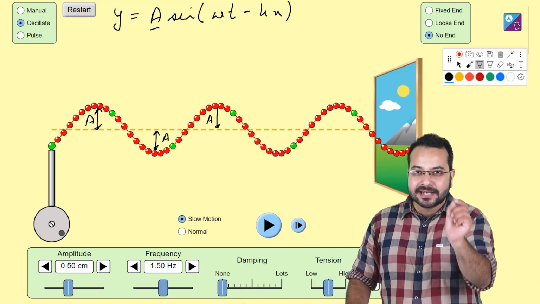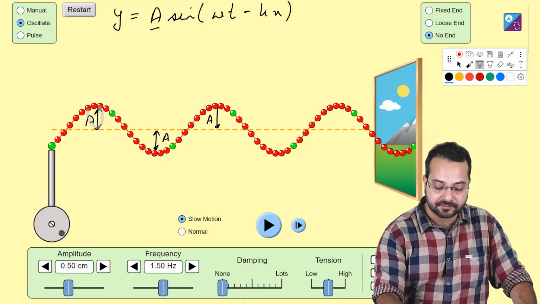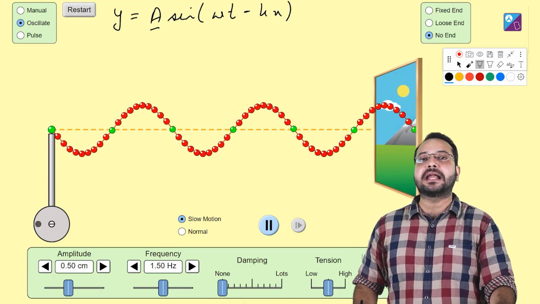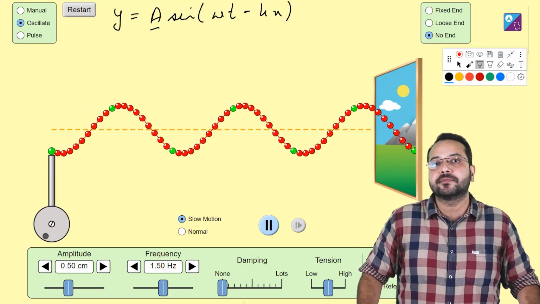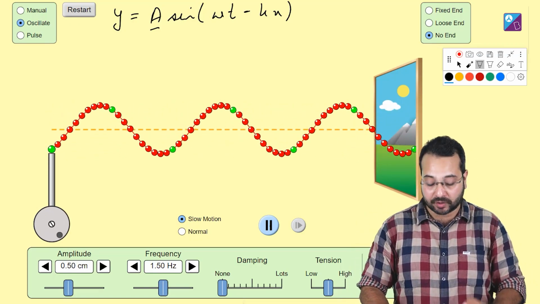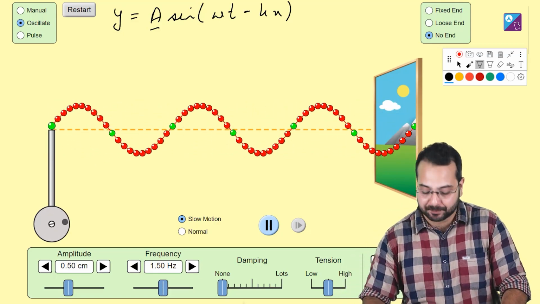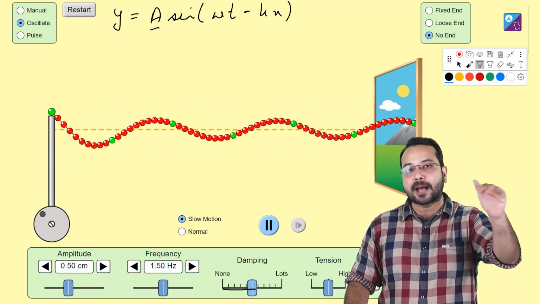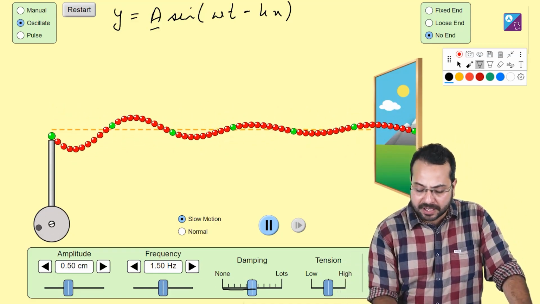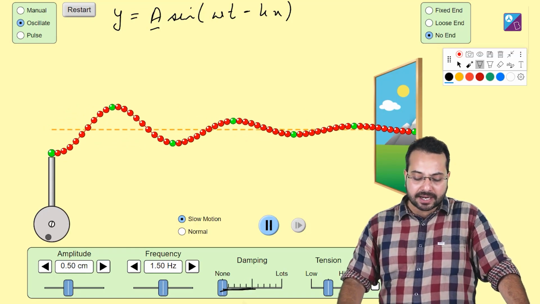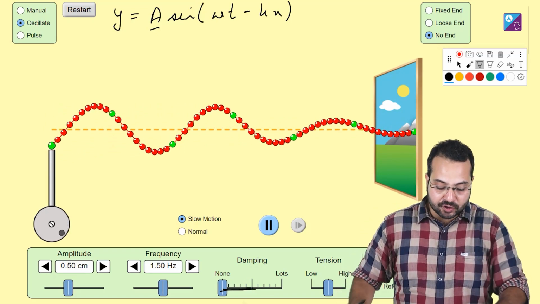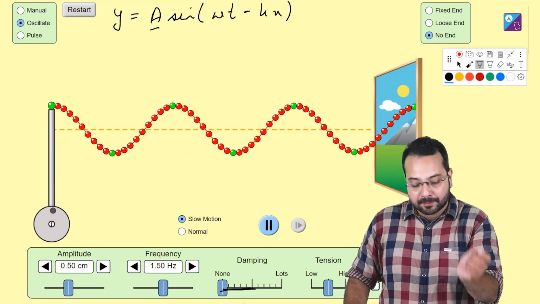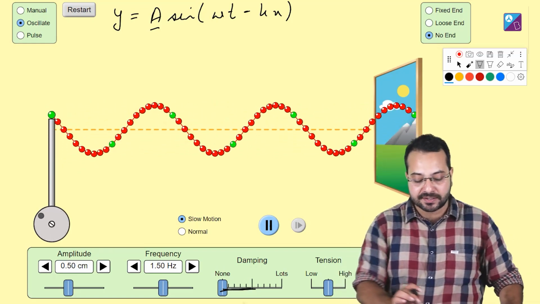Now what has dictated this amplitude? Let's see. The motion of the left end has dictated the amplitude of the wave. Now notice that there is no damping. If I introduce damping over here, you will see that the amplitude is going to diminish. But I'm not worried about damping right now. There is no damping in the string. So the amplitude of the left end is A, and hence the amplitude of the entire wave is also A.